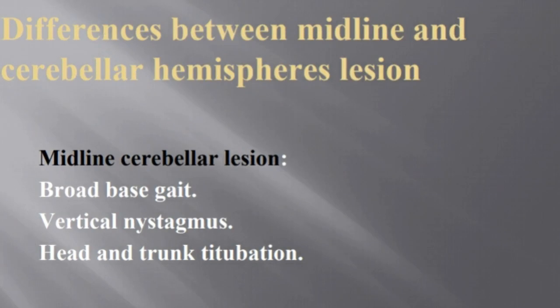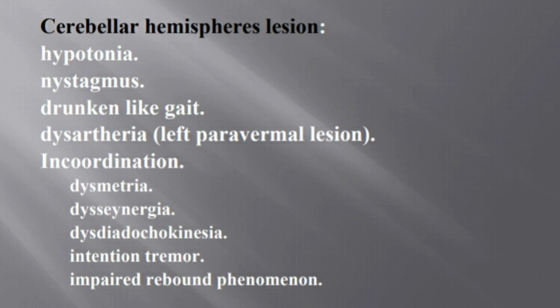The differences between midline and cerebellar hemisphere lesions: the midline cerebellar lesion is characterized by broad-based gait to compensate for truncal ataxia, vertical nystagmus, and head and trunk titubation, while cerebellar hemisphere lesion is characterized by hypotonia, nystagmus, drunken-like gait, dysarthria, which occurs due to left paravermal lesion, and incoordination, as we mentioned above: dysmetria, dyssynergia, dysdiadochokinesia, intention tremor, and impaired rebound phenomena.